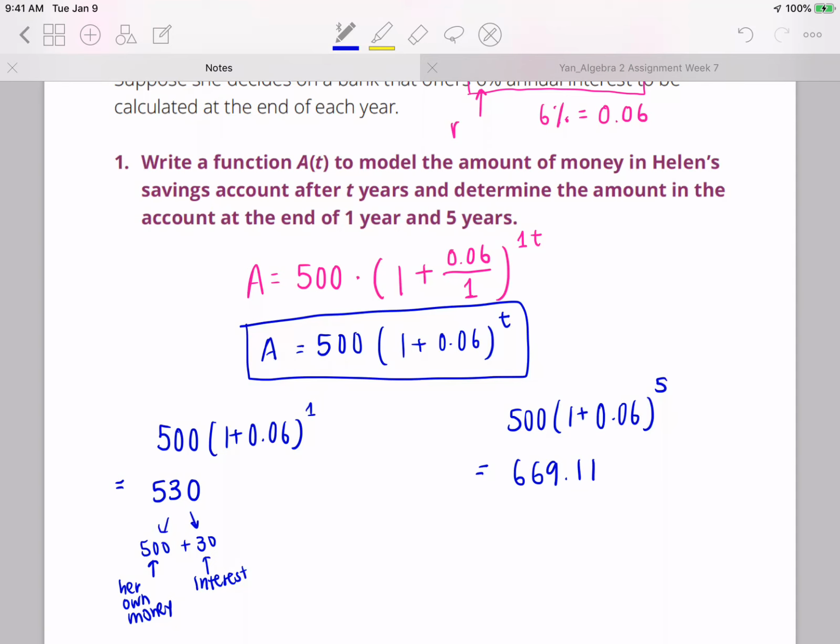We are stopping at the cents because we are talking about dollar signs. We're talking about money, so we can't go any further than cents. So after 5 years, she actually gained quite a lot. She gained almost $170.